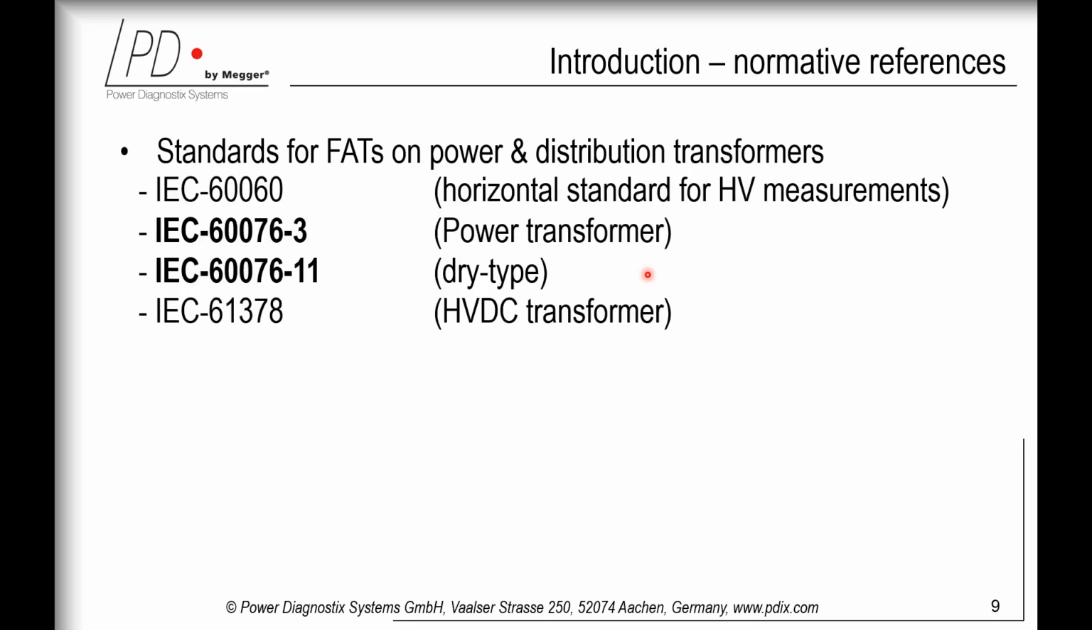Two IEC standards have to be mentioned in special. First of all, the IEC 60060. The IEC 60060 defines basic requirements for voltage measurements on all types of equipment, making it a horizontal standard.